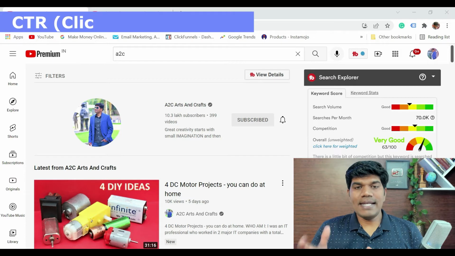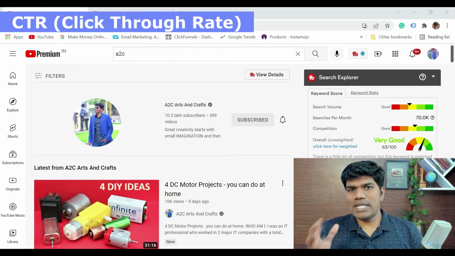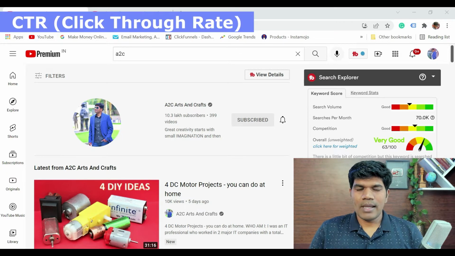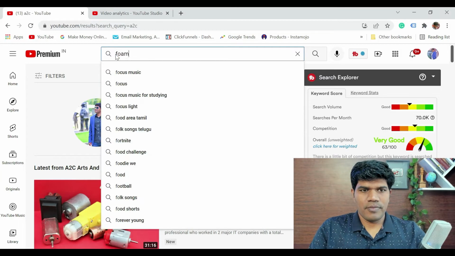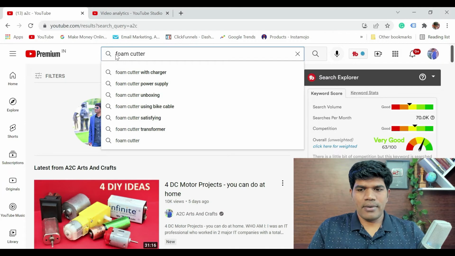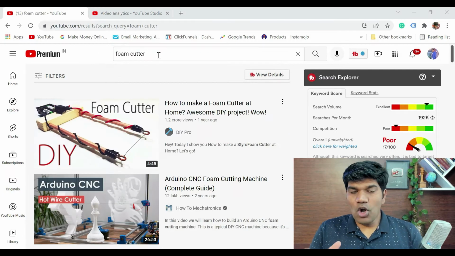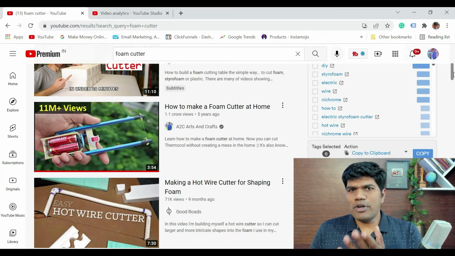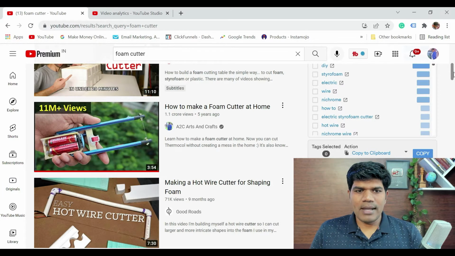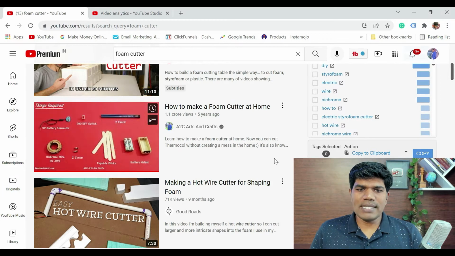Now first, let's understand what is click-through rate and how exactly it is going to be calculated. To give an example, say for example if I search for foam cutter, okay? Now once audience make a search for this particular keyword, there are going to be a lot of videos that are going to be shown, including videos from your channel for that particular topic, right? Now in the same way you could see this is a video from my channel.